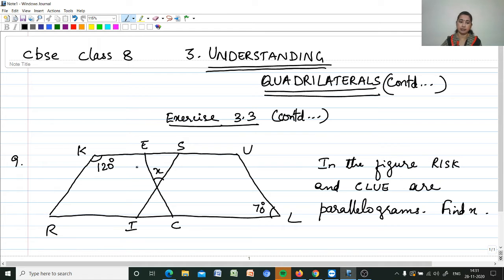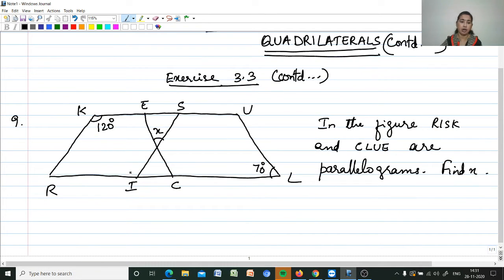In the figure, RISK and CLUE are parallelograms. So, here it is given that these two are parallelograms. Find x, we have to find the value of x. In a parallelogram, opposite angles will be equal. So, how can I find out the opposite angle here? Which is the opposite angle?